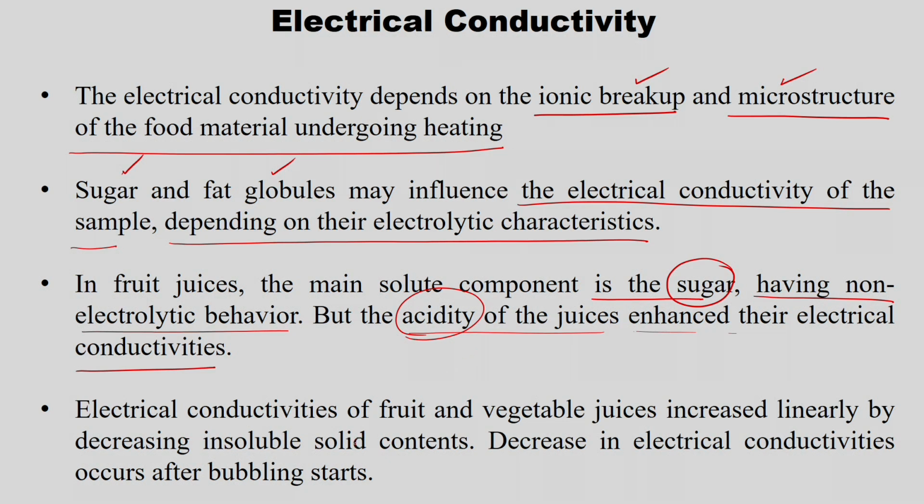Electrical conductivities of fruit and vegetable juices increase linearly with decreasing insoluble solid contents. So, if there is a high amount of insoluble solid content, then your electrical conductivity may be reduced. Decrease in electrical conductivity also occurs after bubbling starts. Bubbling is a phenomenon that can occur when you have water, and we are going to see it in the next slide. If bubbling occurs, then there may be a decrease in electrical conductivity.